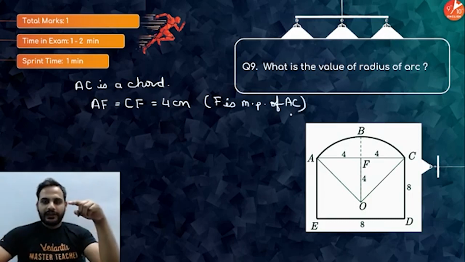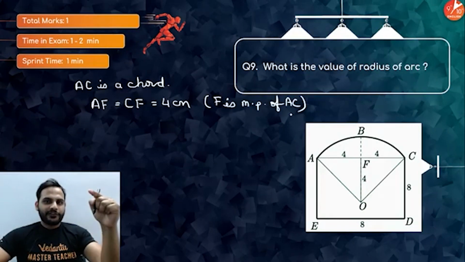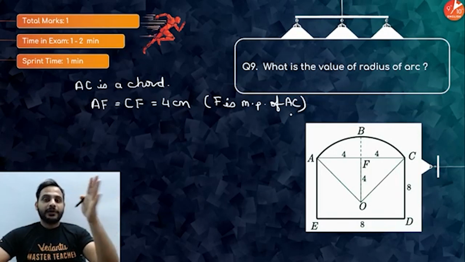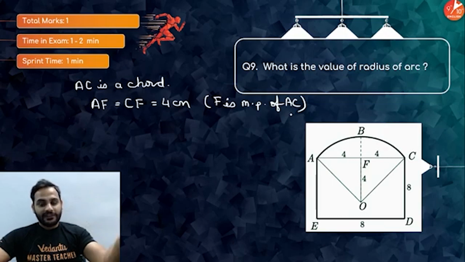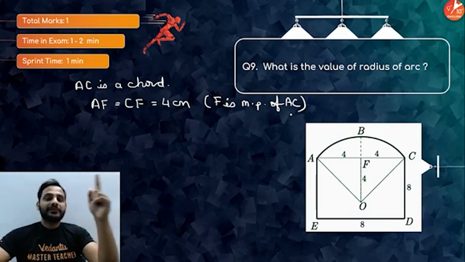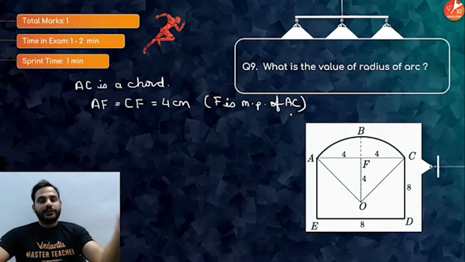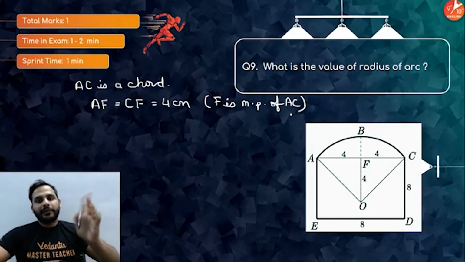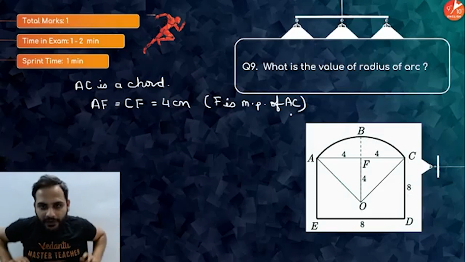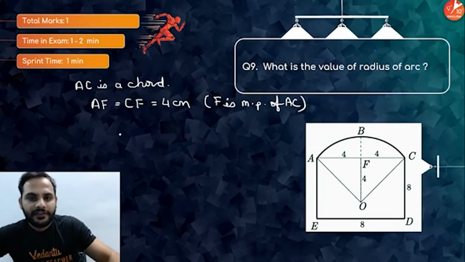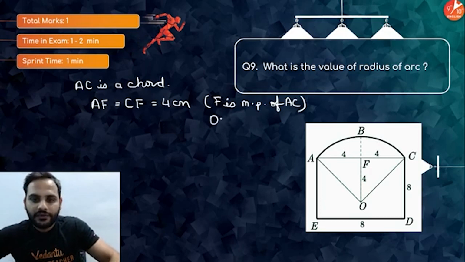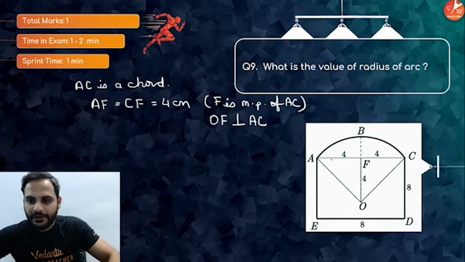And guys, we know that if we join the midpoint of a chord with the center of the circle, the line will be perpendicular to the chord, है ना. Remember, perpendicular from center bisects the chord. Its converse was the line joining the midpoint of a chord with the center of the circle will be perpendicular to the chord. ठीक है. All right, so I can say since F is the midpoint of AC, we can say OF will be perpendicular to AC. So here this angle is 90 degree.